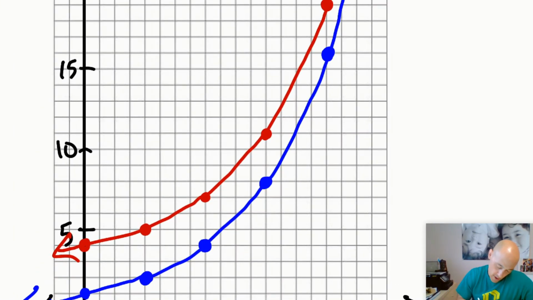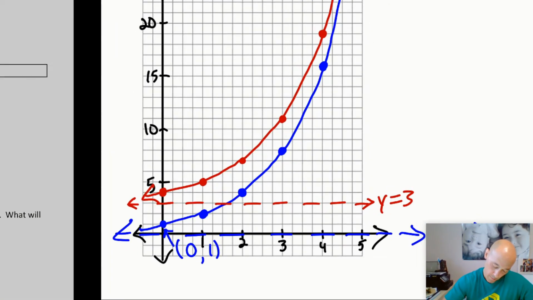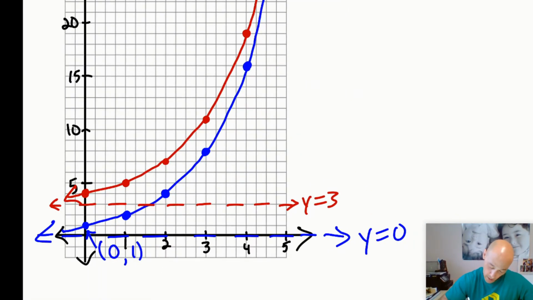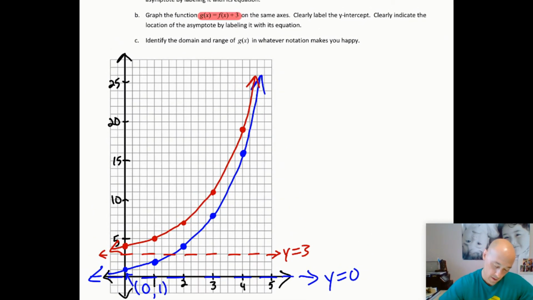And so here the asymptote is at y equals 3 because we moved that asymptote up 3 units as well. So the asymptote also gets moved up 3 units. And we need to indicate the location of the y-intercept as well. So the y-intercept there is (0, 4). And so notice also that the y-intercept went up from (0, 1) to (0, 4).